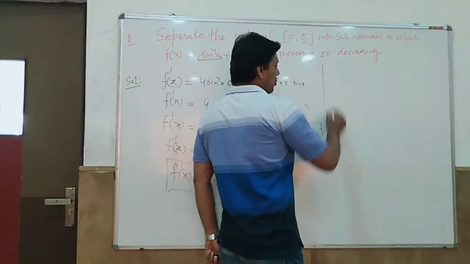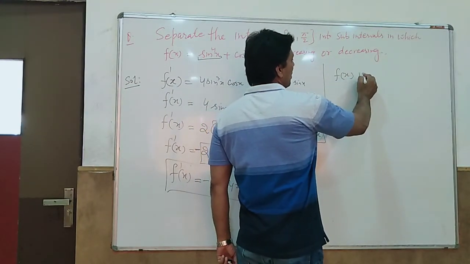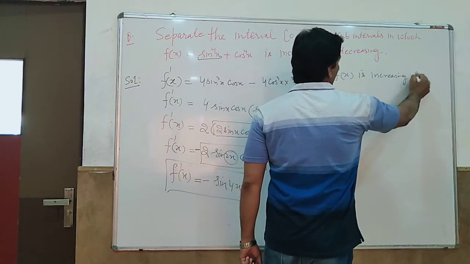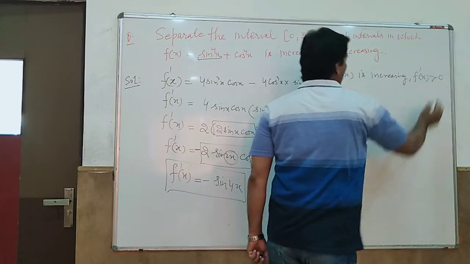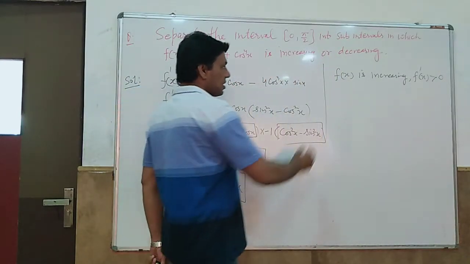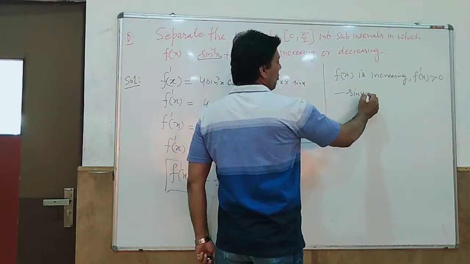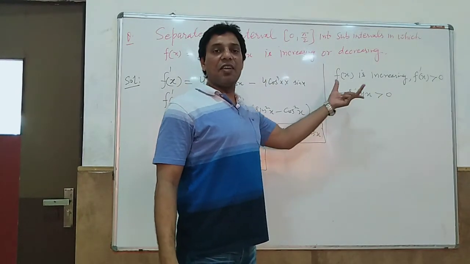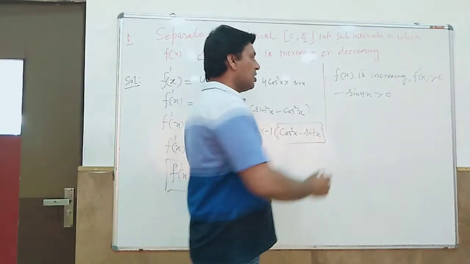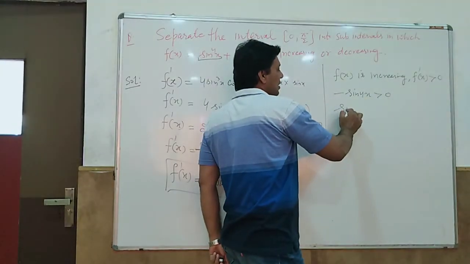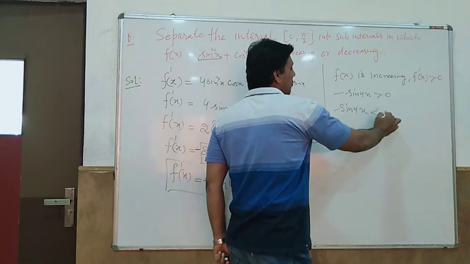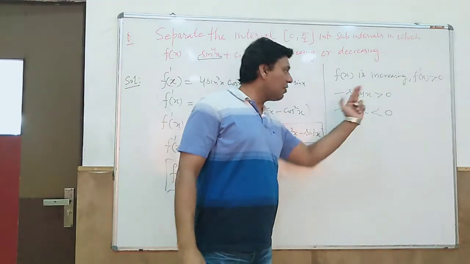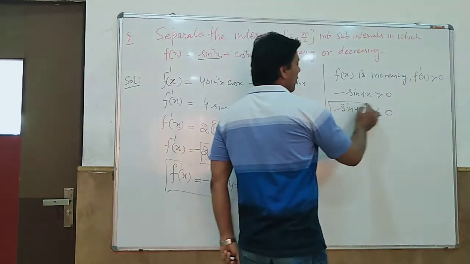Now you know that f(x) is increasing when f dash x is greater than 0. It means minus sin 4x is greater than 0. But we have a minus sign, so if we divide both sides by minus 1, the inequality will reverse. That is, I can write sin 4x is less than 0. Because I have eliminated the negative sign, the inequality reverses. Now sin 4x is negative.